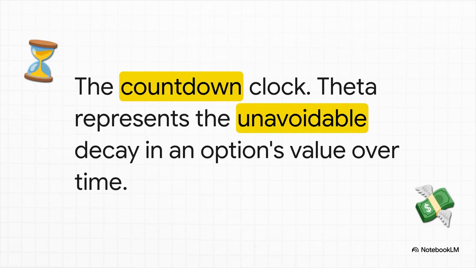All right, now for a force that you can never, ever stop: time itself. And that's where theta comes in. Theta is basically the countdown clock ticking on your option. It represents that slow, steady, unavoidable decay in an option's value that happens just because time is passing.